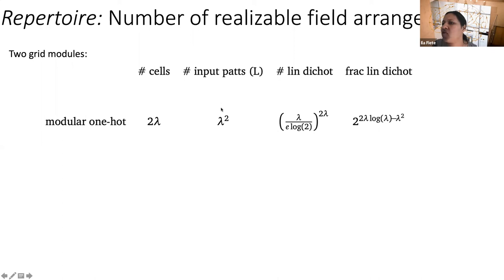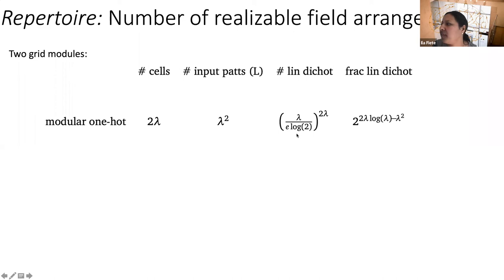Okay, and it turns out that we can count and construct a number of linear dichotomies, or a number of field arrangements, that is this number. So it's actually exponential in lambda. It's lambda to the 2 lambda different states. So we can construct a very large number of field arrangements.